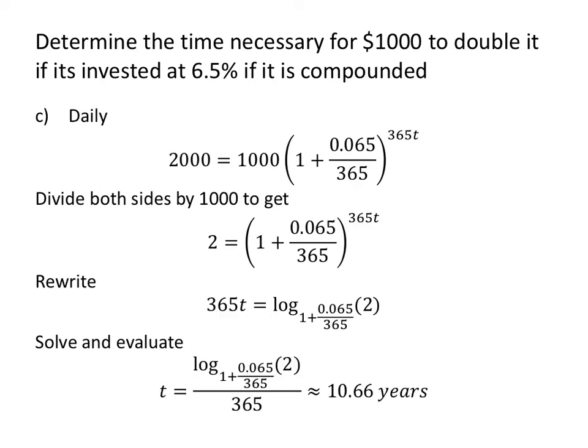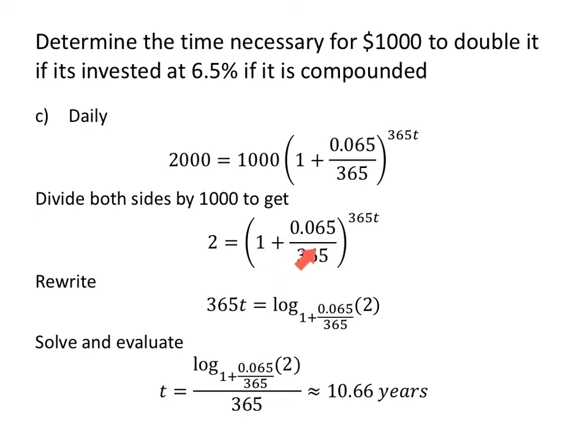But if we have something like daily, I'm not even going to bother with this decimal. I'm going to divide both sides by 1,000 and I'll get 2 because it doubles. There's a reason. 2 equals 1 plus 0.065 over 365 to the power of 365t. I'm going to leave that number.